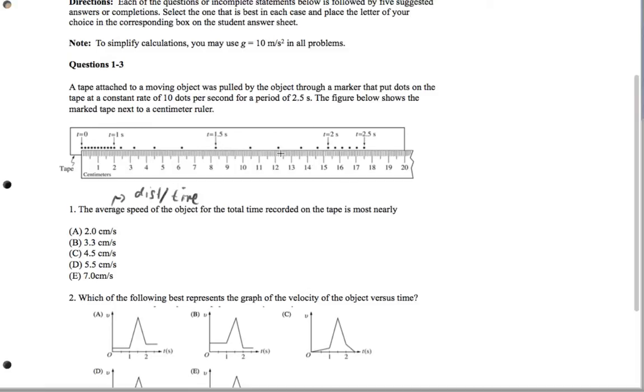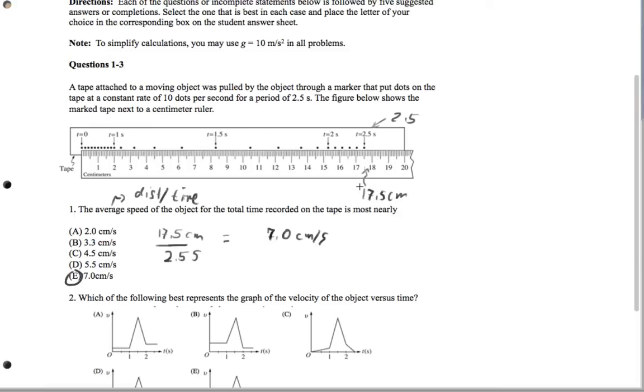We simply want to know that right here we wind up at 17.5 centimeters, and we do it over a period of 2.5 seconds. So our average speed is going to be 17.5 centimeters divided by 2.5 seconds. And when we actually work that out, that's going to be about 7.0 centimeters per second.